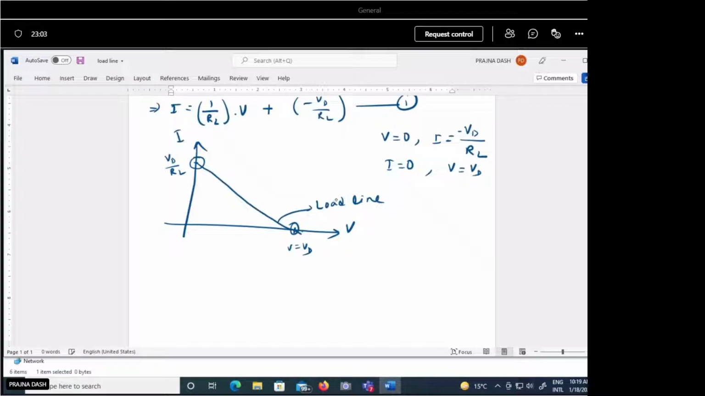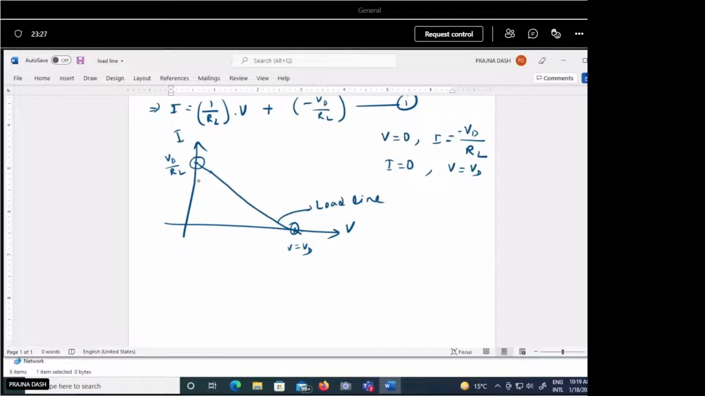What is this load line? That means whatever the value of your voltage will vary, but the change in your current and voltage will be, or the operating point will move in this line. What is this operating point? It means a particular condition. Suppose we take a point here. This point represents some value of your V, some value of your I. So this is called the operating point.